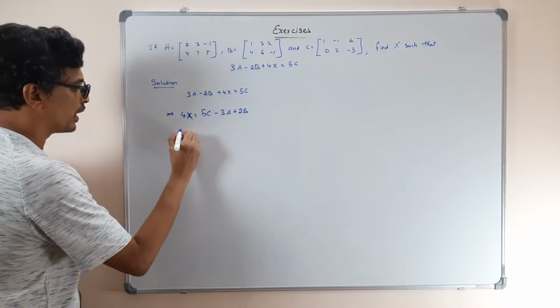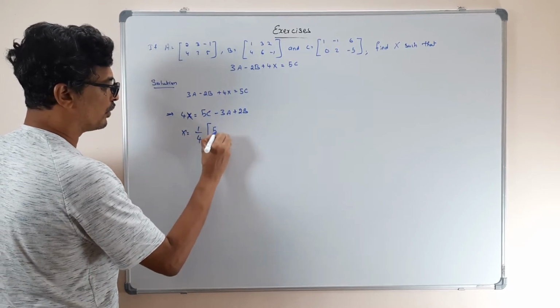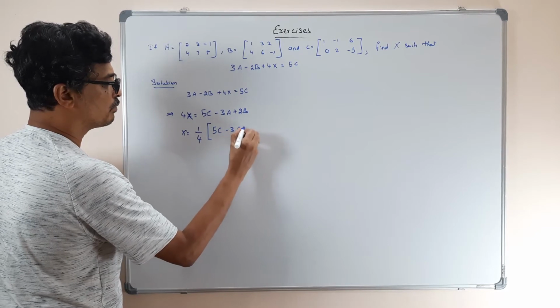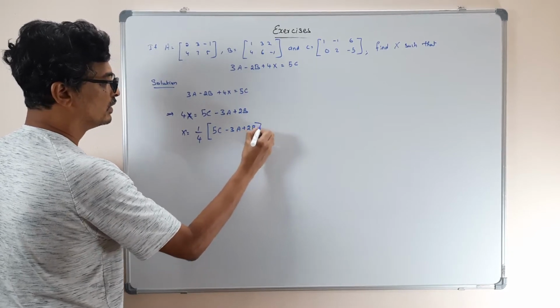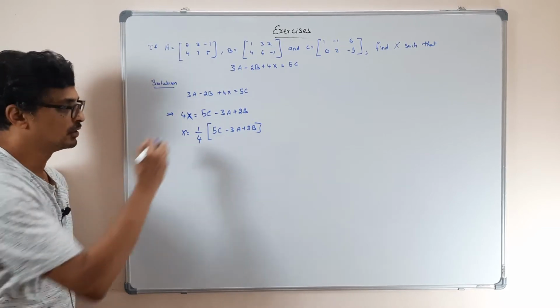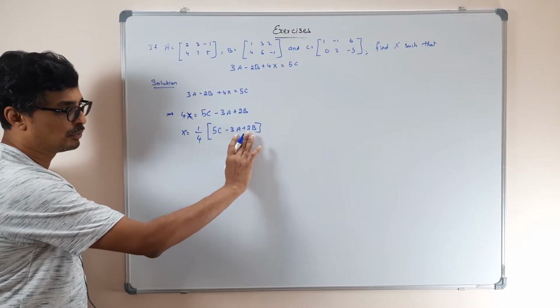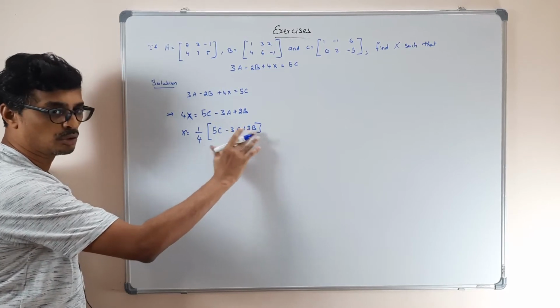So, your x is equal to 1 by 4 times (5c minus 3a plus 2b). Correct? That's what your x is. And now you do this matrix algebra. Let us try to find out. I always told you, only 2 matrices you have to do. You don't do all the matrices.